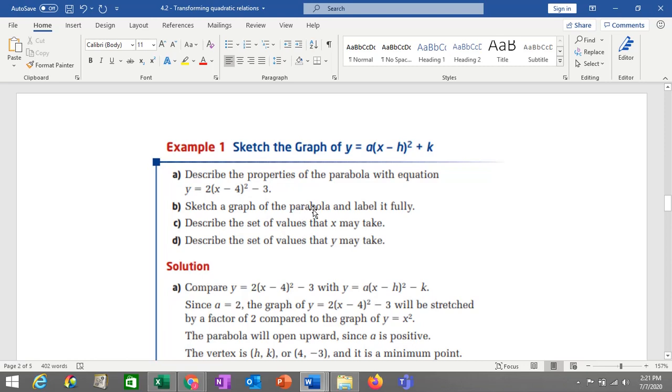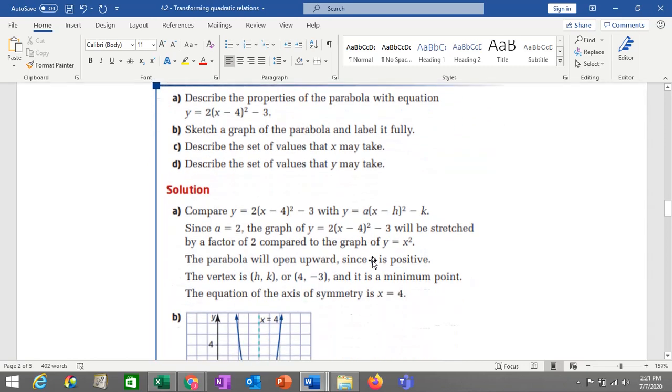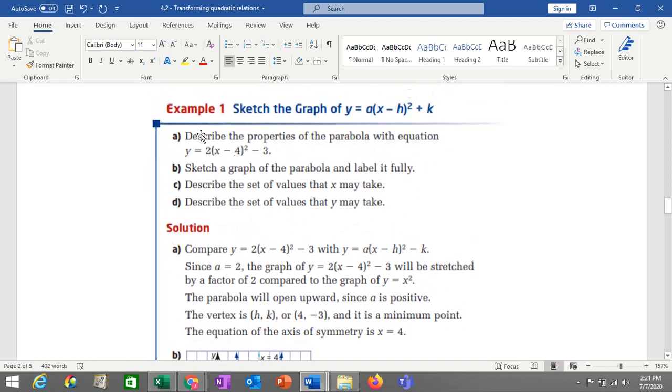Okay, so sketch a graph. So we can have our parameters here. A will equal 2, right, because it's there. H will equal 4. So again, not negative 4, but positive 4. Sign is opposite. And K will equal negative 3.